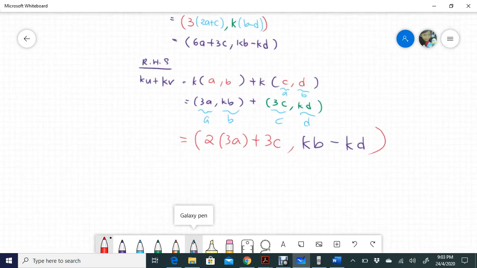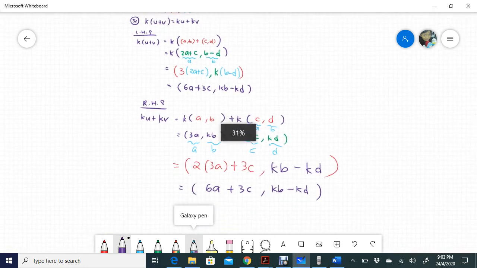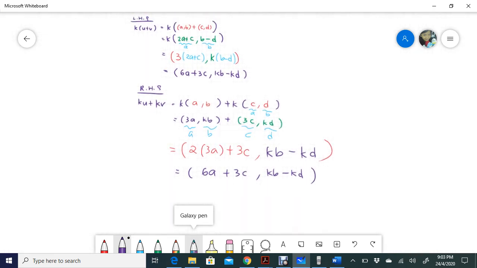Okay? So try to write it back. 6A plus 3C, KB minus KD. So look at these two. Is it the same? You check. 6A plus 3B, 6A plus 3B. KB minus KD, KB minus KD. Oh, it is the same. So what are we supposed to do? Yes, you can make a conclusion already.